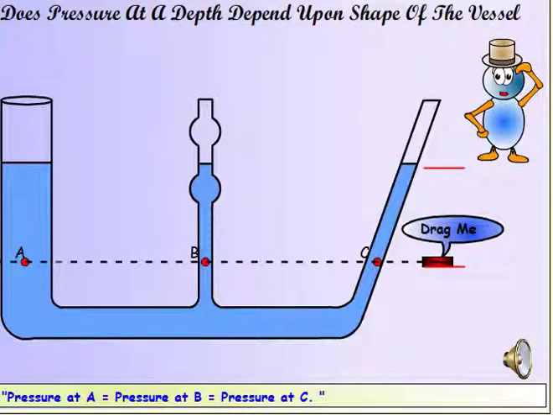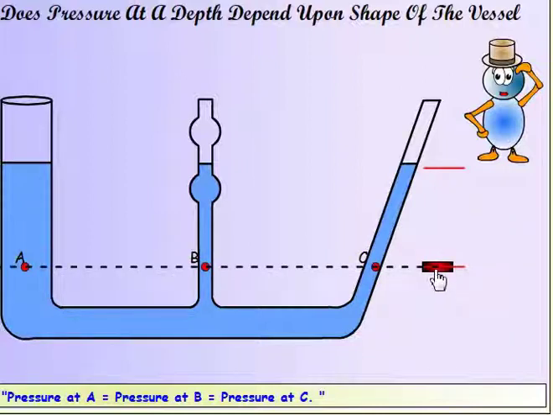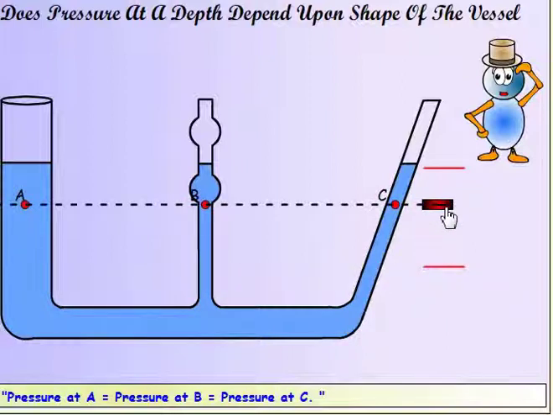Pressure does not depend on the shape of the vessel. It only depends on the height. So, in all the vessels at the same height, the pressure will be the same. Try moving the line joining A, B and C upwards and downwards.